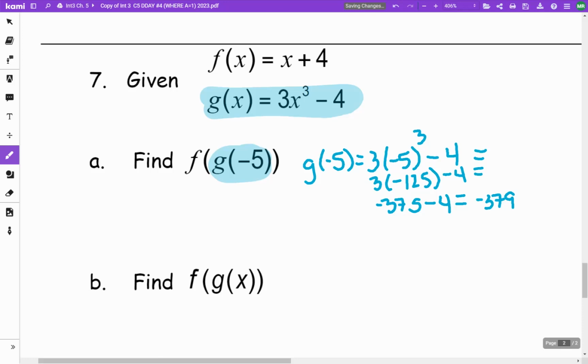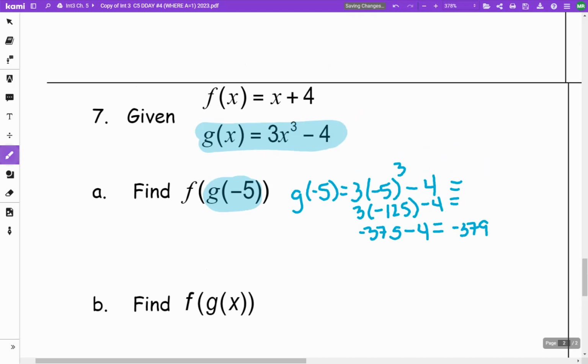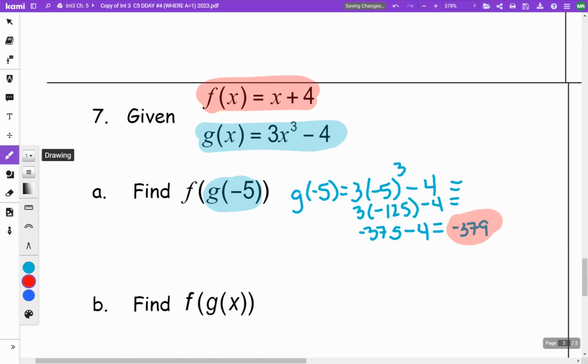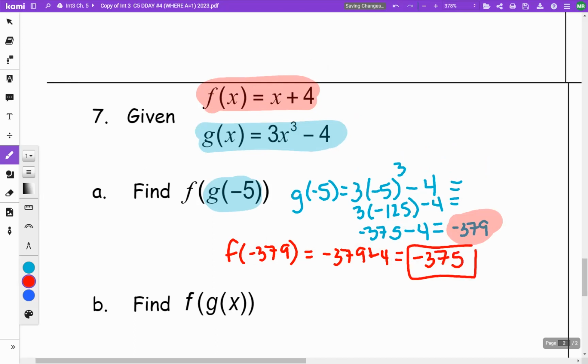So now I'm going to take that and I'm going to put that into the other function. I'm going to put that into F. Okay, so I'm going to put this into F. So now I'm going to be finding F of a negative 379, which is going to be negative 379 plus 4, which is going to give me a negative 375. And that's my answer.